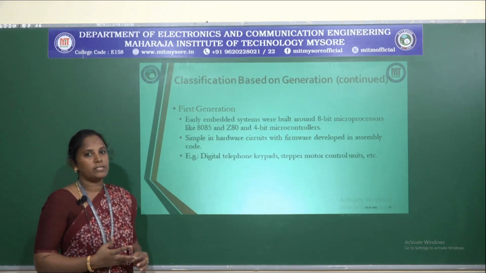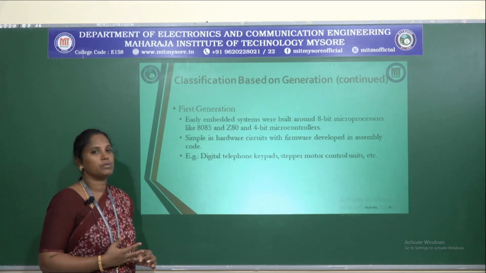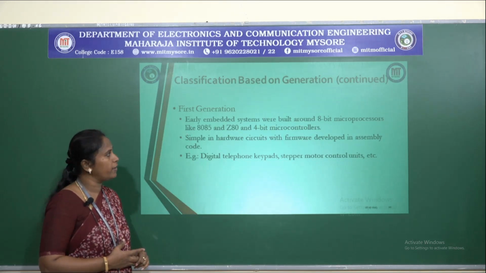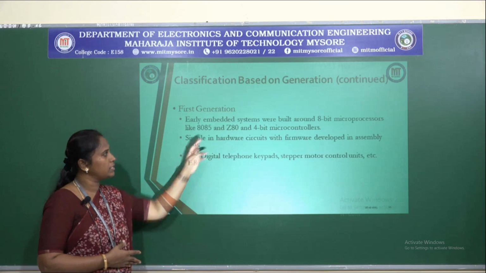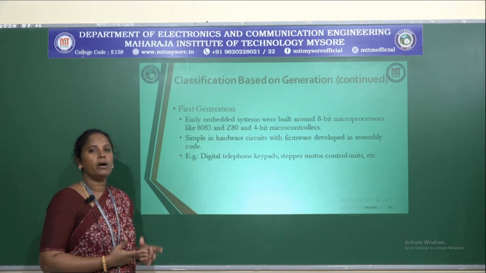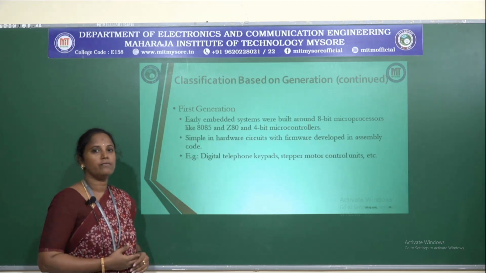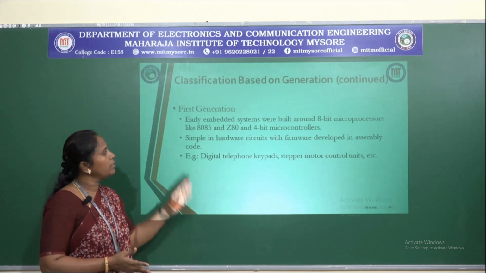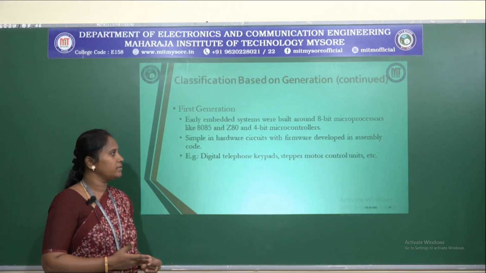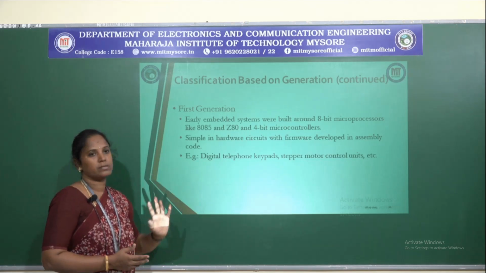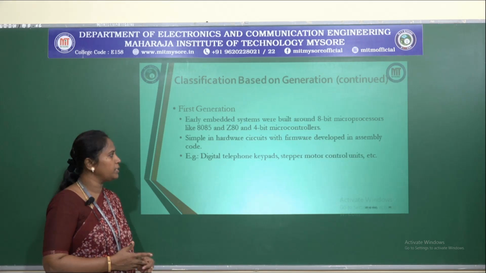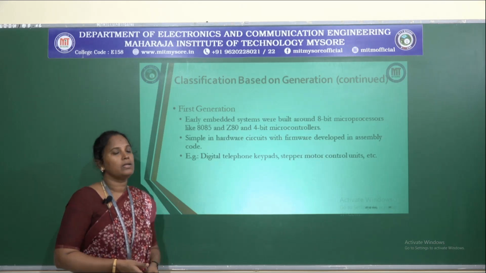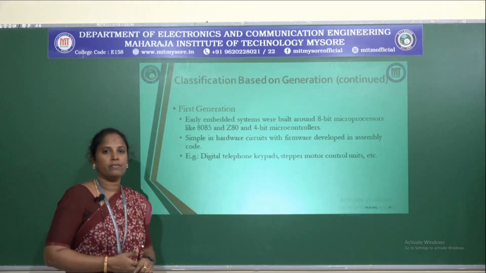Now in the case of first generation, we have embedded systems which are built just with 8-bit microprocessors, that is 8085, and 4-bit microcontrollers, that is Z80. These were the two controller as well as the processor which were used in your first generation. Now coming to the hardware requirement as well as the software, they were simple and not very complex, and the program was written in assembly code. For example, your digital telephone keypad, stepper motor control units. These are the inventions of first generation.